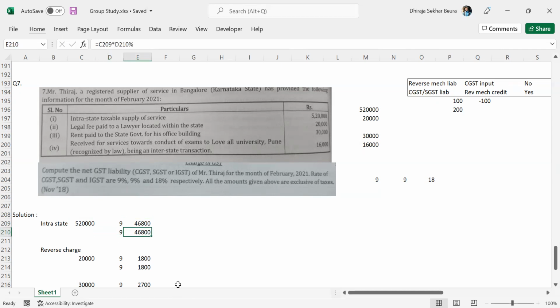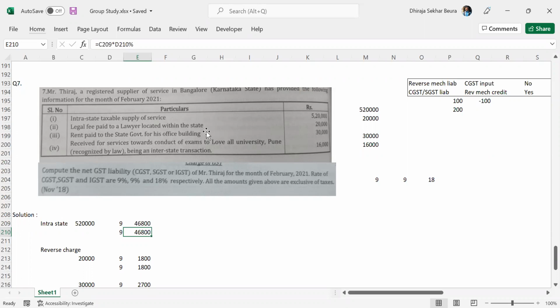Correct? Legal fee paid to a lawyer located within the state. Again, CGST, SGST. No, one second. Be careful here. Within this state, legal fee paid to a lawyer. What does it mean? Have you provided service or have you received service? I had received the service.